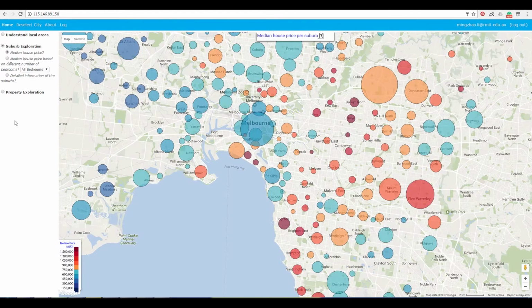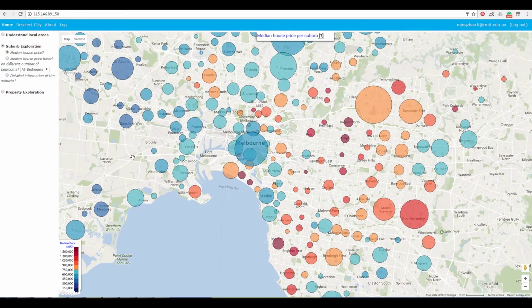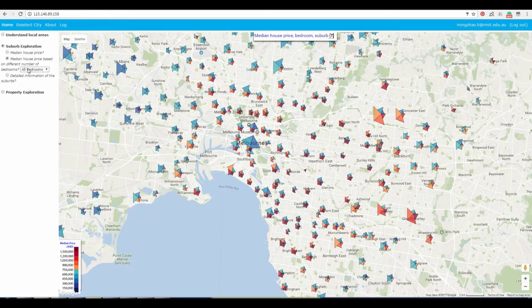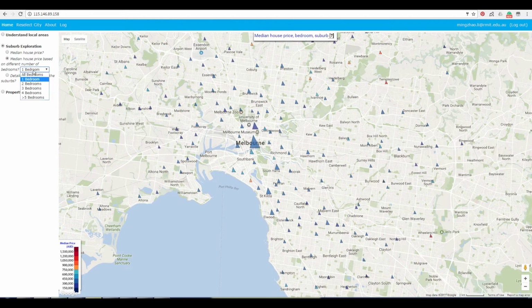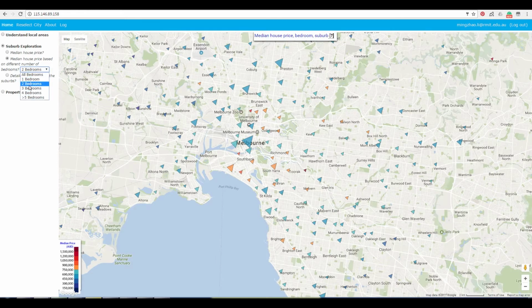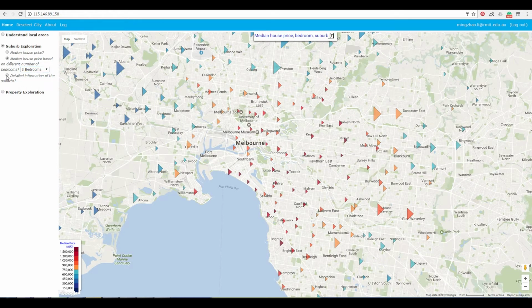Secondly, at the level of suburb exploration, we draw circles on top of the Google Maps view to present median price and sold properties. We then further divide the properties in a suburb into different groups based on bedrooms. Users can also select to explore the detailed information of suburbs.